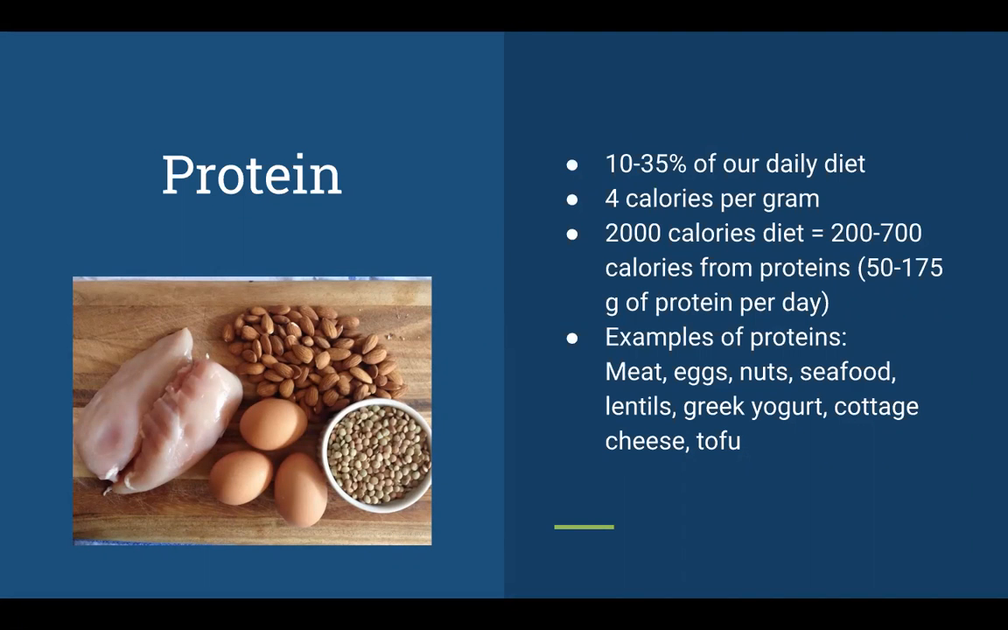Protein should consist of about 10 to 35% of our daily diet. There are 4 calories in every gram of protein, so if we base our diet off of 2,000 calories, that should be about 200 to 700 calories from protein. This equates to about 50 to 175 grams of protein per day. Examples of protein include meats, eggs, nuts, seafood, lentils, Greek yogurt, cottage cheese, and tofu.